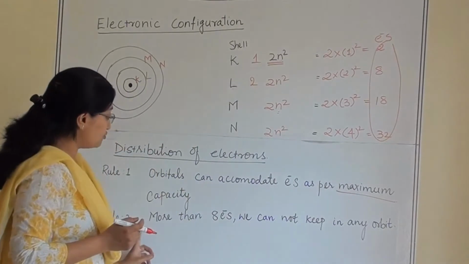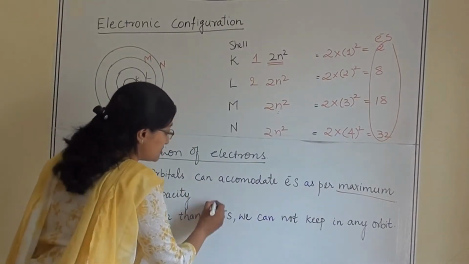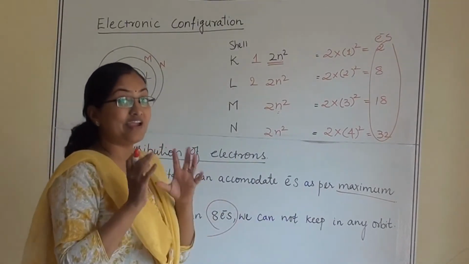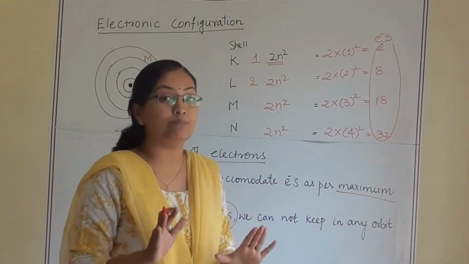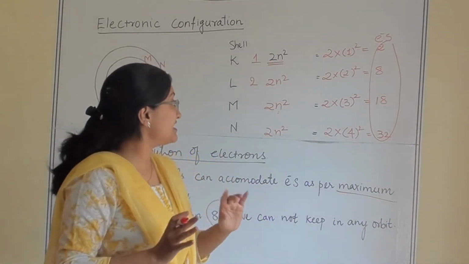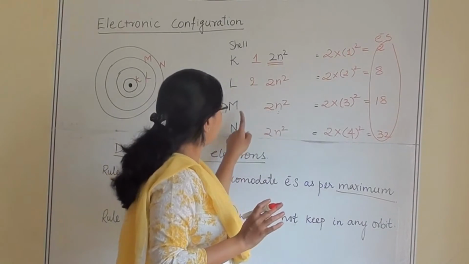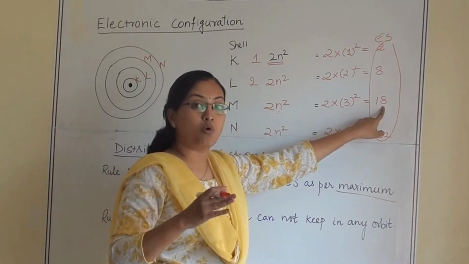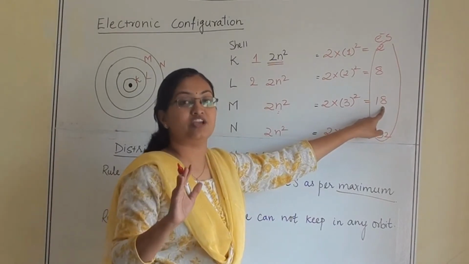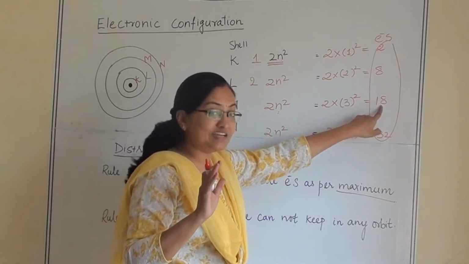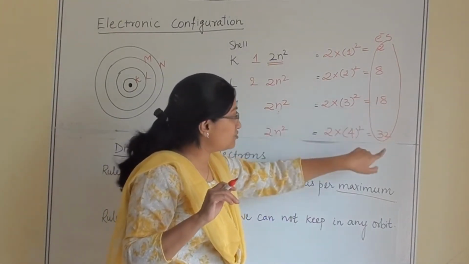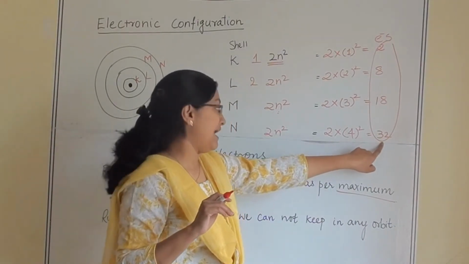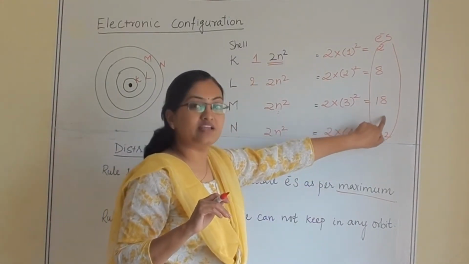Rule number 2, this is very important: more than 8 electrons we cannot keep in any of the orbits. Yes, it is true that M orbit's maximum capacity is 18, but more than 8 we cannot put. If you have 9 electrons, then 1 electron you have to pass to N. You cannot keep more than 8.